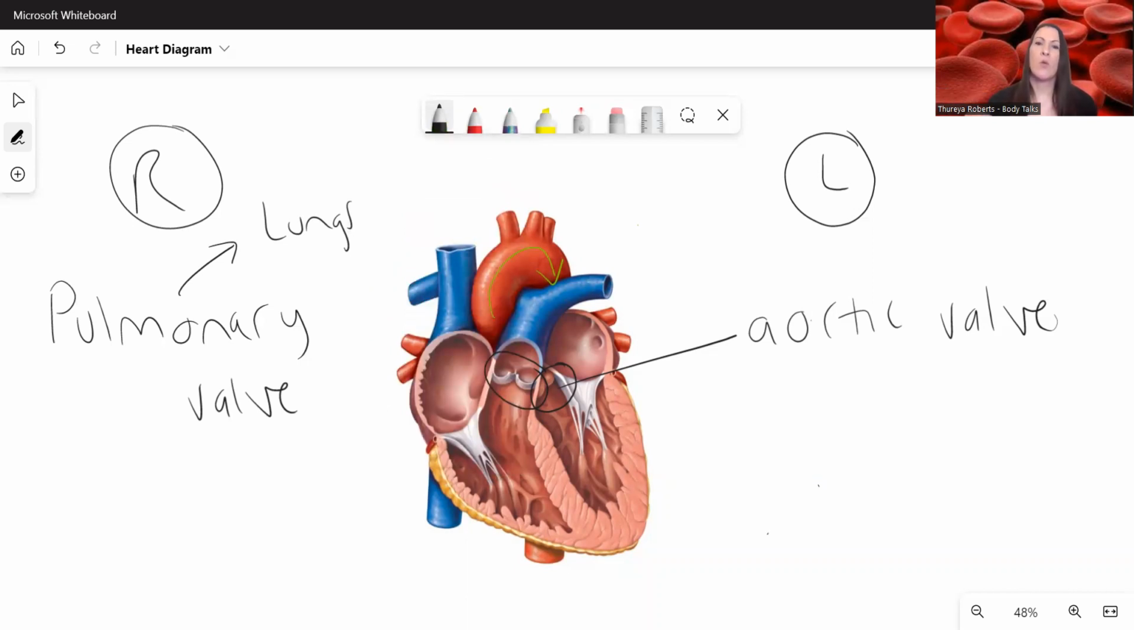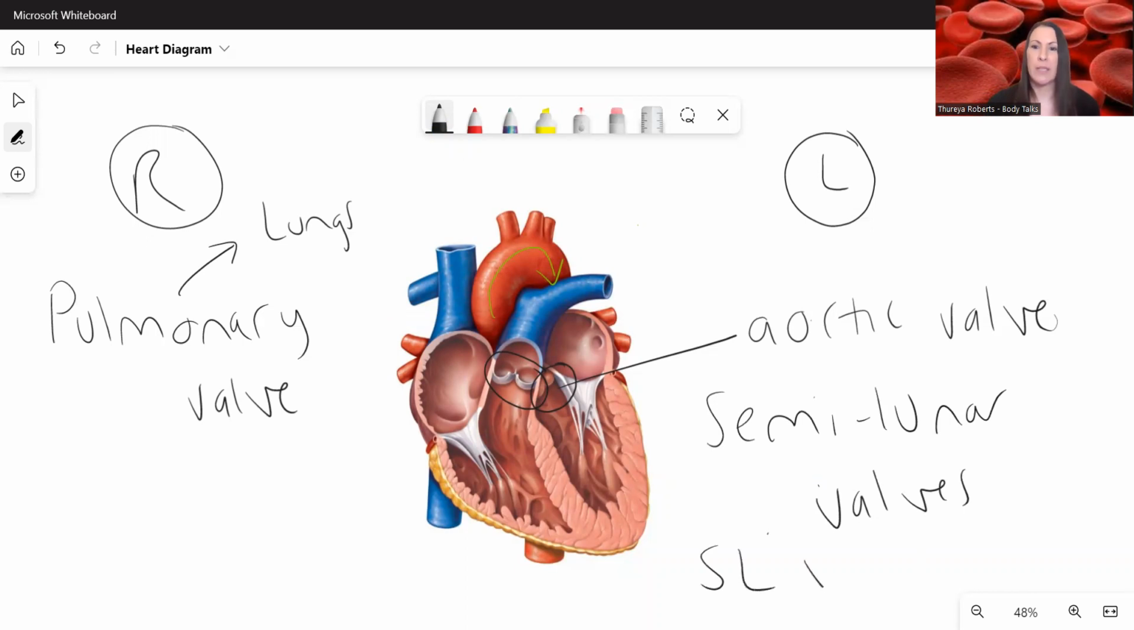If you're doing further reading, you might also see these valves referred to as semilunar valves, or SL valves for short. Both the pulmonary and aortic valve collectively get referred to as the semilunar valves. Why semilunar? Because they're shaped like half moons. So 4 valves in total: the atrioventricular valves, or the tricuspid and bicuspid or mitral valve, and then the pulmonary valve and aortic valve, collectively referred to as the semilunar valves.